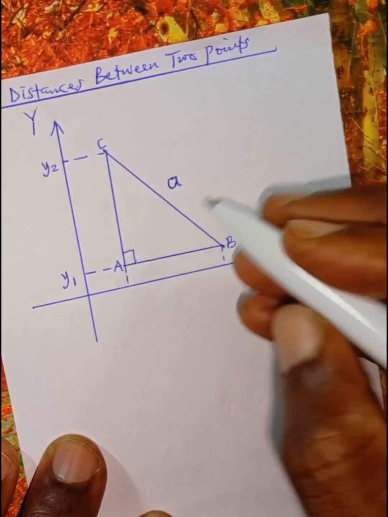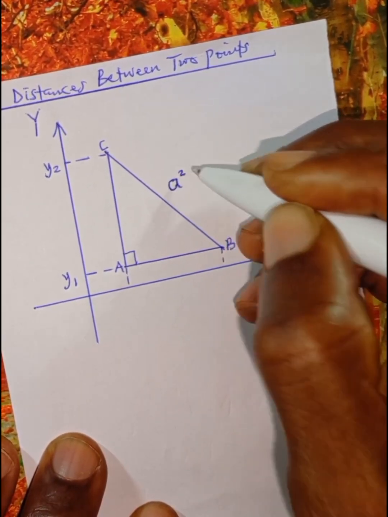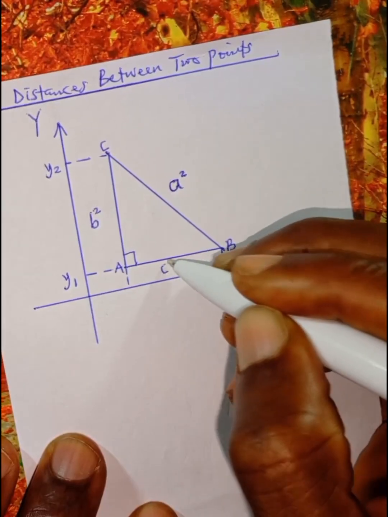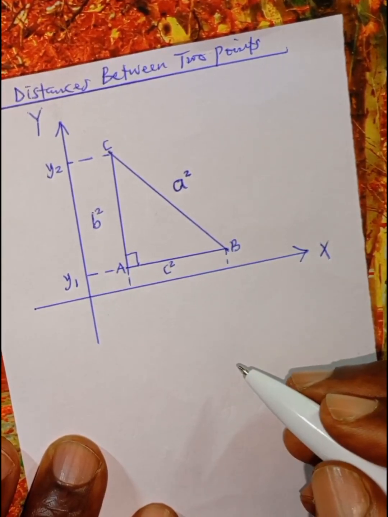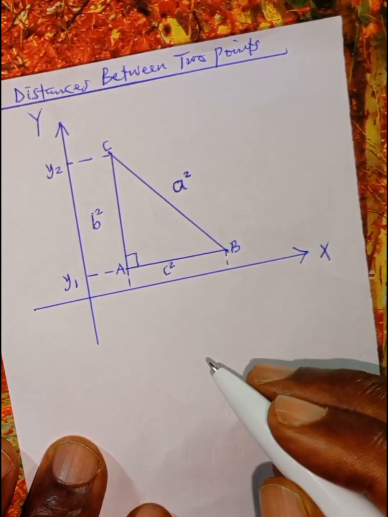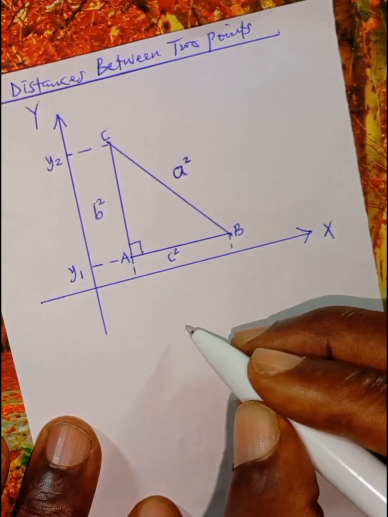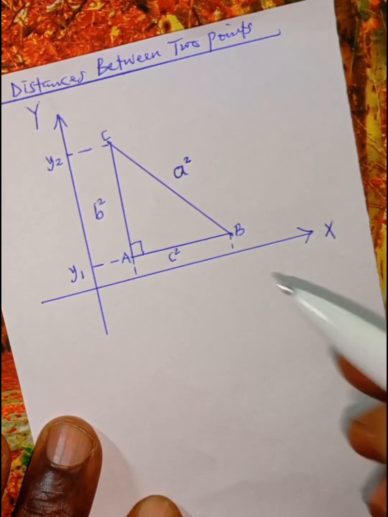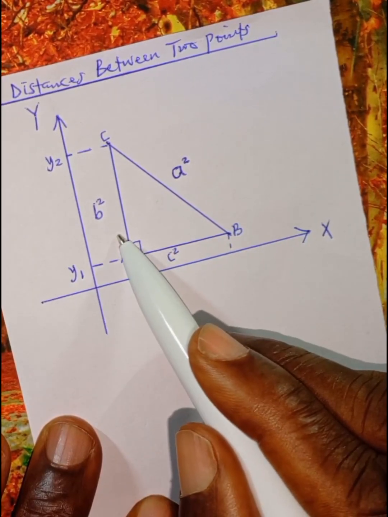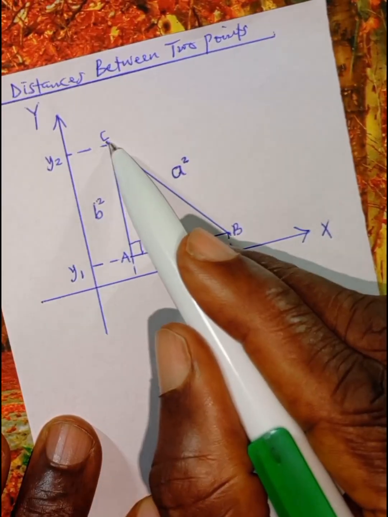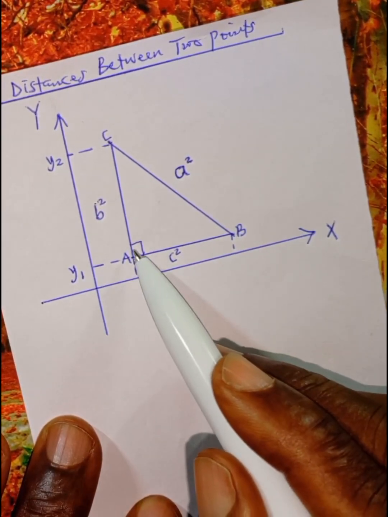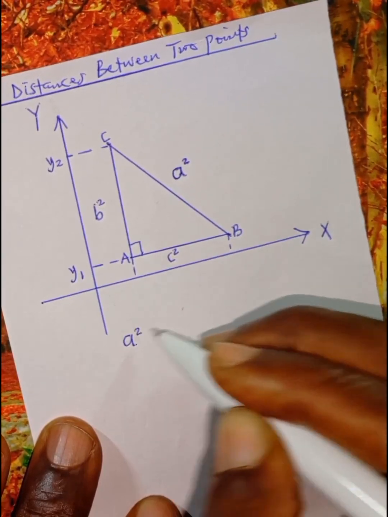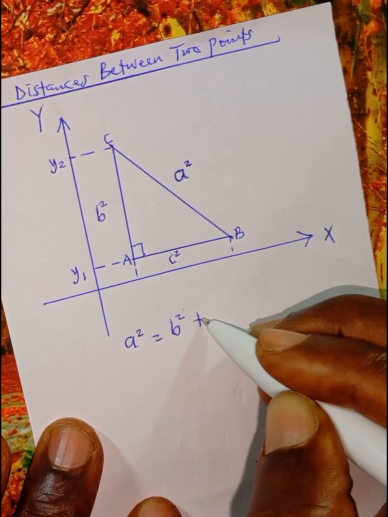Remember our A when we were dealing with our Pythagoras theorem. This is our A square, and this side is B square, and this side is C square. This time we are going to use the Pythagoras theorem formula. We say that the square on the hypotenuse side is equal to the sum of the square on the opposite and the adjacent side. So we say A square is equal to B square plus C squared.